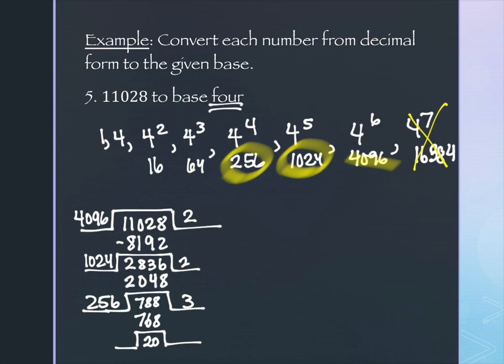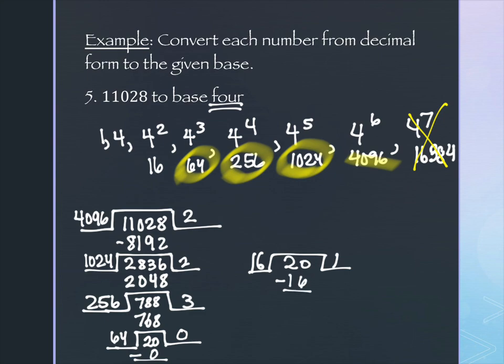Then what will I divide by? 64. Yeah, I need to divide by 64. No skipping. The reason I need to divide by 64 is not because it actually goes in, but because it doesn't. And I need a 0 to represent that it doesn't. Okay? So I still have 20 left over here. What will I divide next? 16. 16 will go in 1 time. Minus my 16. Subtract and I get 4.